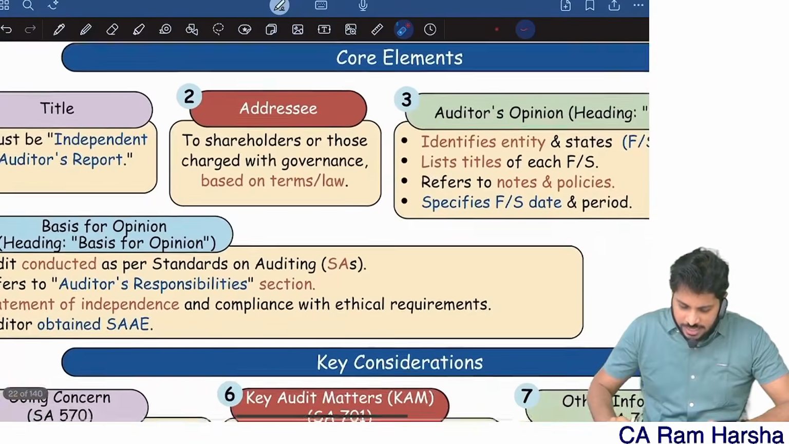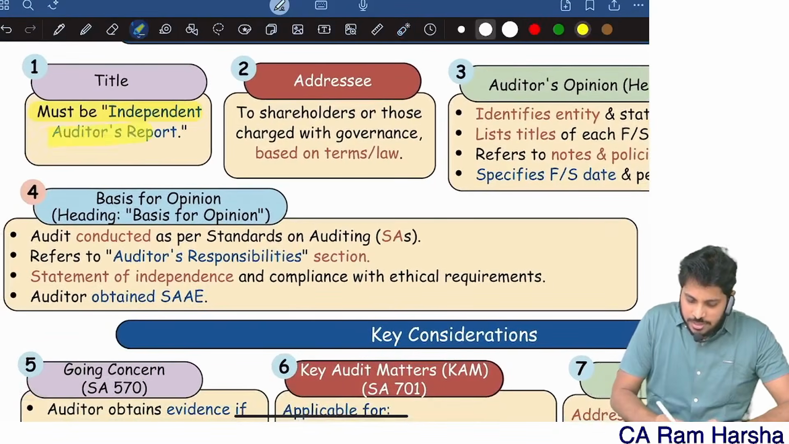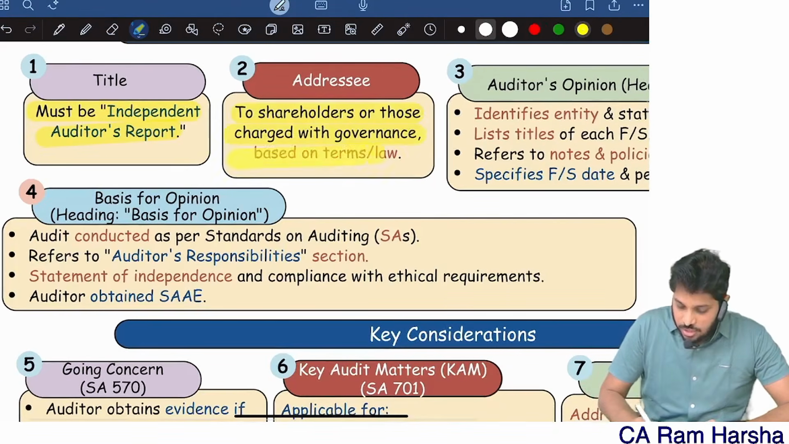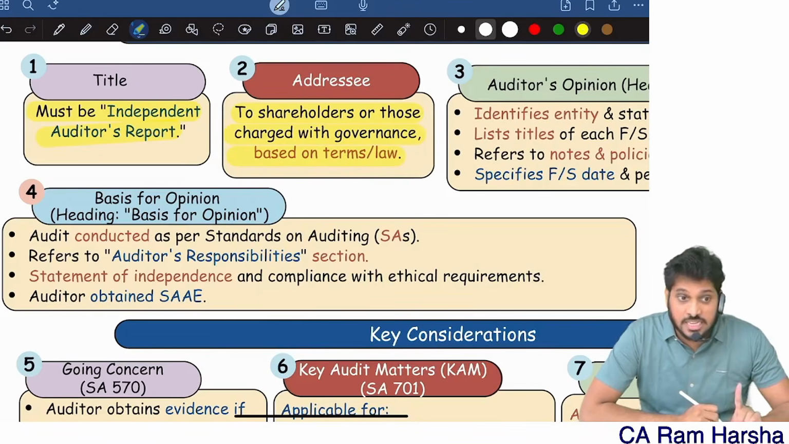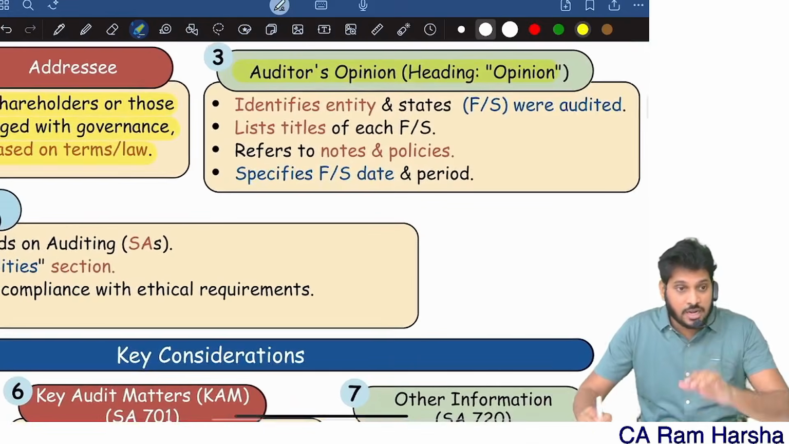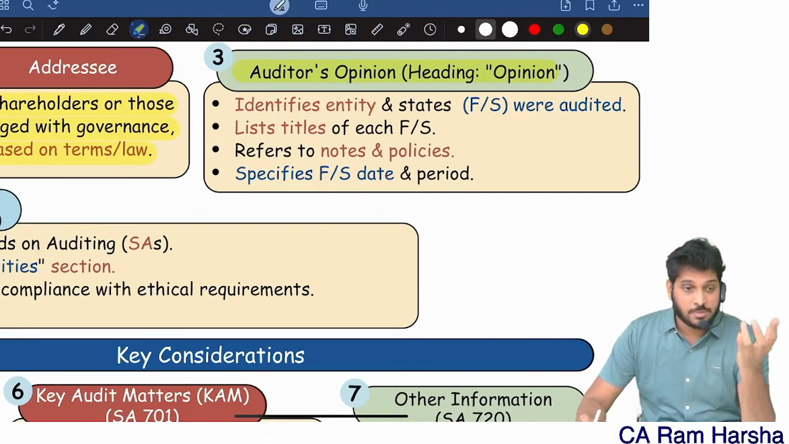Now, first one, title. What is the title? The report must be named Independent Auditor's Report. Addressee: to the shareholders or those charged with governance, decided by the terms of the engagement or the law. In case of statutory audit, law will decide to whom you have to address. In case of non-statutory audit, terms of engagement will decide. And the auditor's opinion. Remember, I told you the opinion point. Opinions are of multiple types: unqualified opinion, qualified opinion, adverse opinion, disclaimer of opinion. Yes or no?